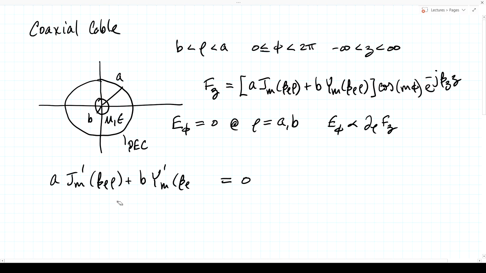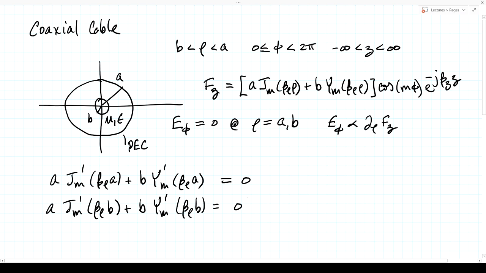So let's actually go back and put in A here for rho. And then also at B, there would be a second equation, A Jm prime beta rho B, plus B Ym prime beta rho B, is equal to zero. So that's what the boundary conditions would look like in this case. We've got two equations and two unknowns. Now, there's a trivial solution, which would just be A is equal to B is equal to zero. And if these two equations are linearly independent, then that's the only solution there is. There's a unique solution, and it's that trivial case where there's no fields.